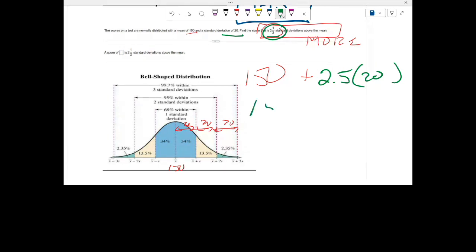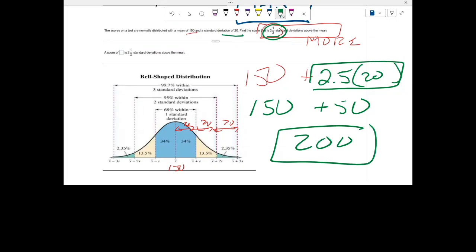I'm going to ask you guys for a favor. Can anybody take out their calculator, please, or get your phone, whatever you got? Can anybody tell me what's 2.5 times 20? I want to say it's 50, but I don't know. I think it's 50. 50? Yes, good. It's 50. Okay, so look, y'all, 150 plus another 50 is 200.